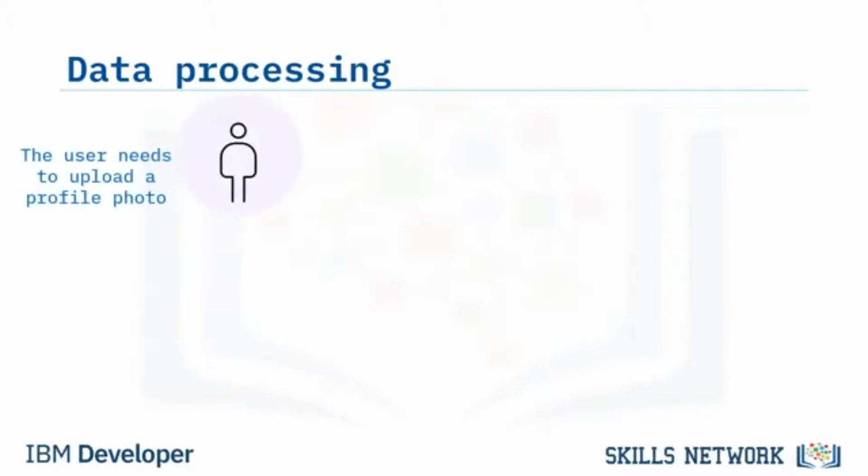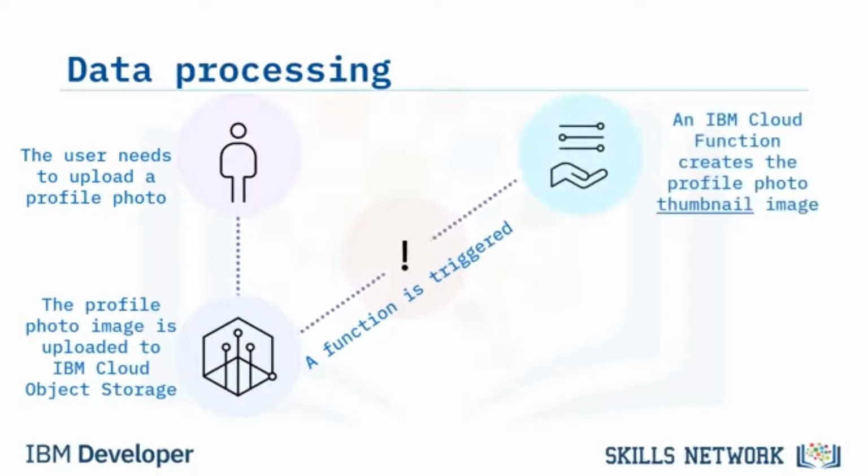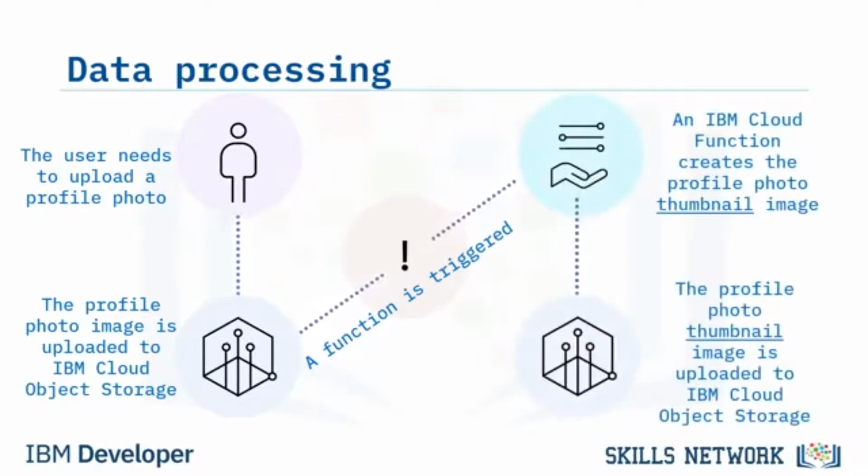The website might also require a thumbnail of that image for display on specific web pages. When a user uploads a photo to the site, this image is uploaded to an object storage bucket. This event triggers an IBM Cloud function that uses the uploaded image and creates the thumbnail image. The function also stores the thumbnail image in object storage so that when needed, the website can access the thumbnail image. Processing the image for other purposes, including facial recognition, is also possible.